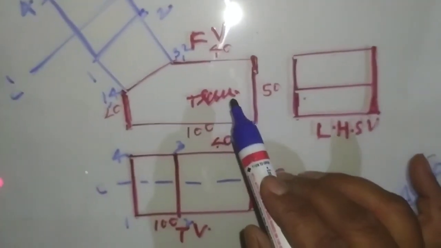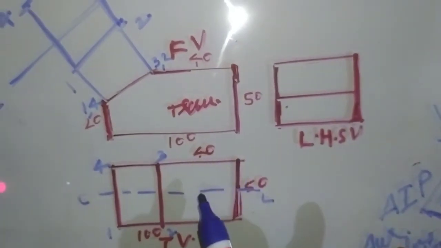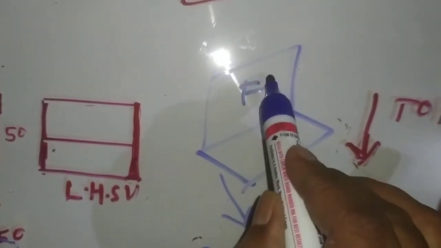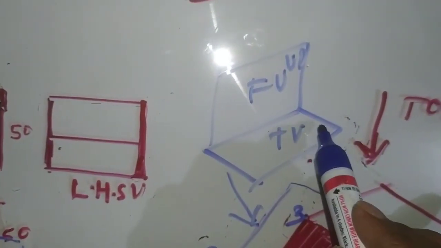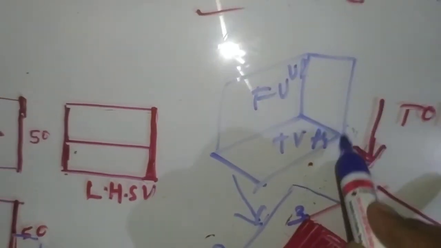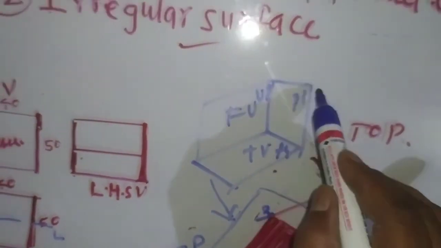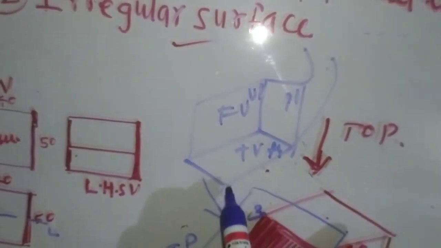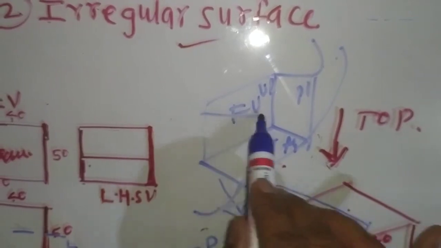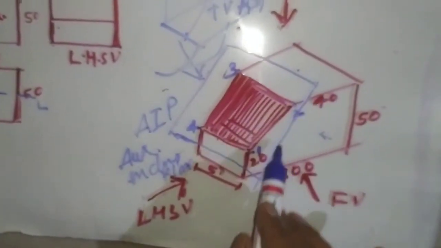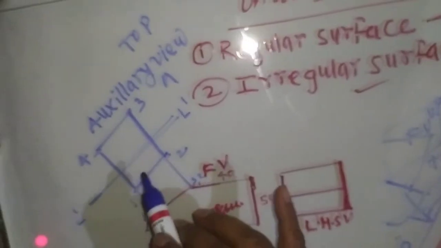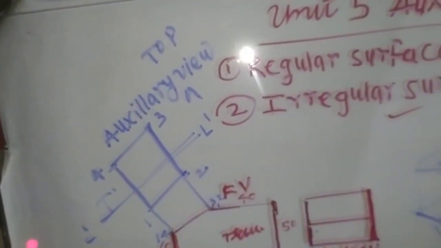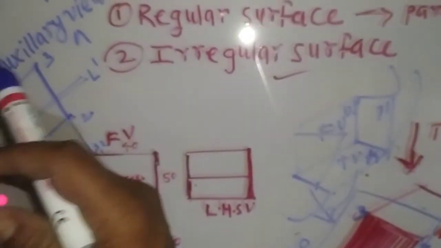For the orthographic projection, we are drawing the front view in the VP, top view in the HP, and the side view in the profile plane. And we are rotating these planes, making them coplanar with respect to VP. Similarly, this inclined plane, we are rotating and making coplanar with respect to VP. So this image is formed here. This is the true length. So to obtain the true length of the irregular surface, we are creating the auxiliary planes.